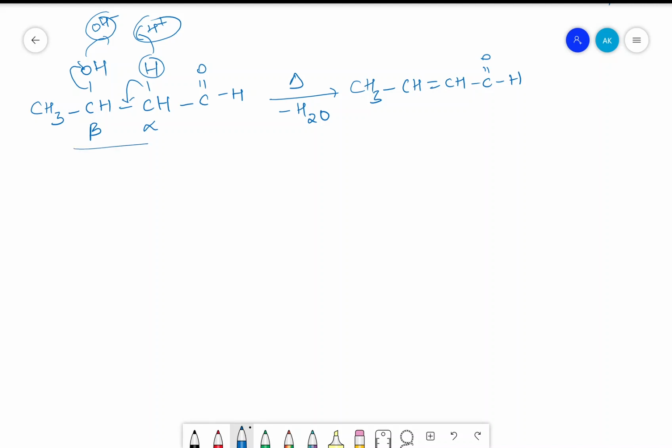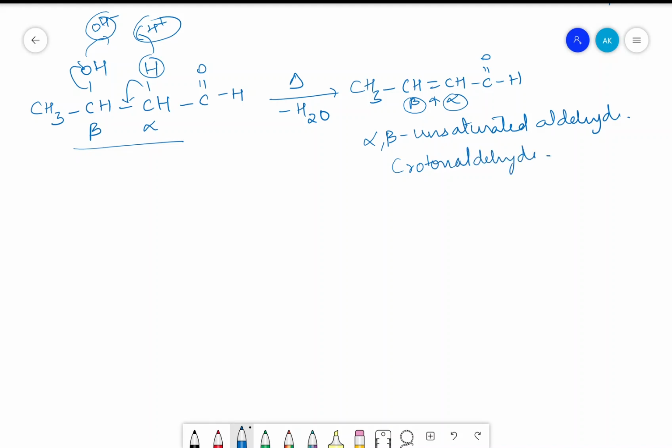Because these are the alpha and beta positions, we are going to get an alpha beta unsaturated aldehyde. The double bond is between alpha and beta, so double bonds are called unsaturated. It's called an alpha beta unsaturated aldehyde because the double bond is formed between the alpha and beta position of the aldehyde group, and the common name is crotonaldehyde. You need to remember this, crotonaldehyde.